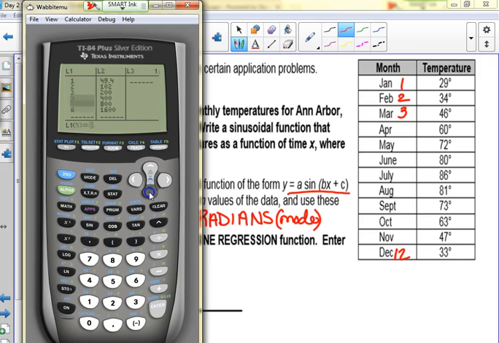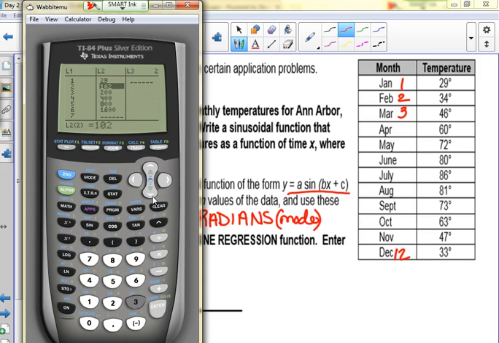I'm not sure where Ann Arbor is. Is it on a lake? Because that makes a difference. Okay. So 1, 2, 3, 4, 5, 6, 7, 8, 9, 10, 11, 12. Okay. That's a lot of numbers to type in.